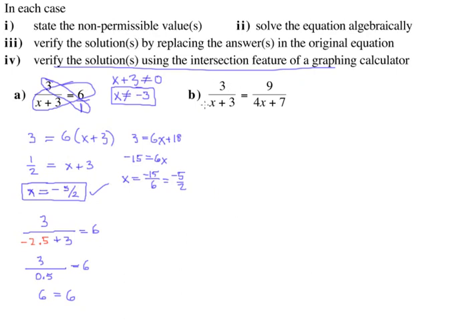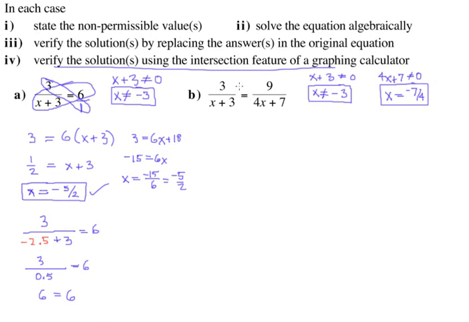Now, new problem. Non-permissible values for this are when our denominators equal 0. So we're going to have x plus 3 is not allowed to be 0. That means x can't be negative 3. And 4x plus 7 also can't be 0, which means 4x can't be negative 7, which means x can't be negative 7 over 4. Those are our two forbiddens.